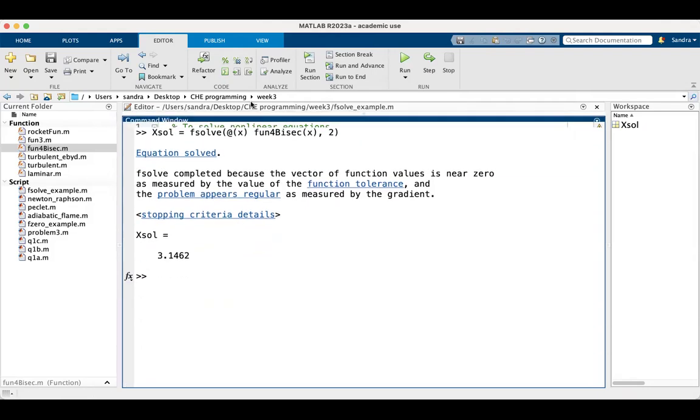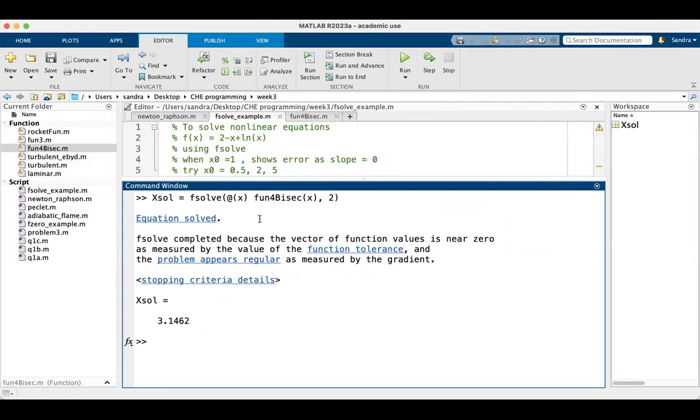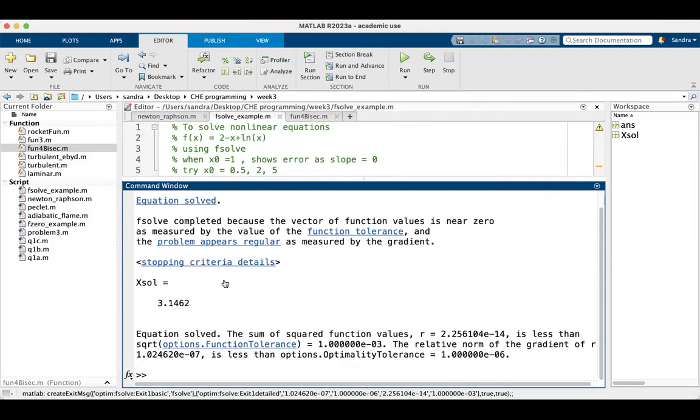See, this is how you get the answer. MATLAB will tell you the equation is solved. And fsolve, why did it complete? It completed because the vector of function value is near 0. Basically, this equation has been equated to 0, and it's within the function tolerance. Since MATLAB is software, it has a tolerance level so that the inbuilt command functions can converge.